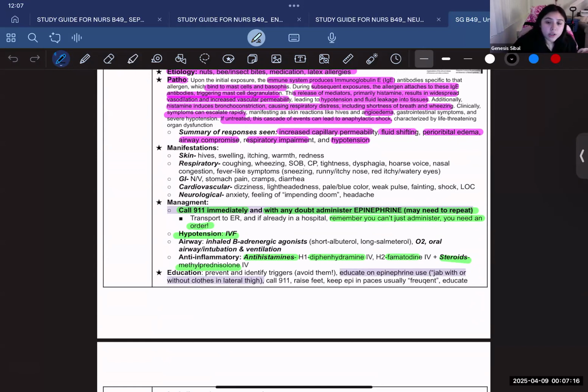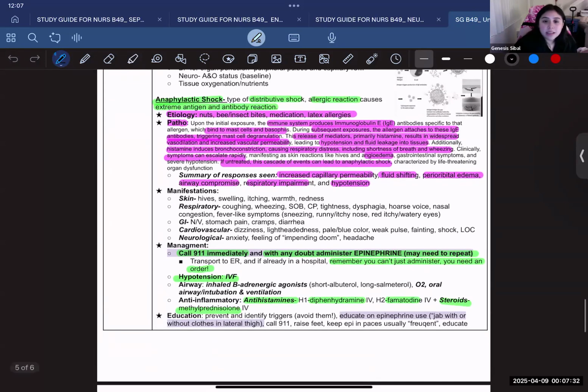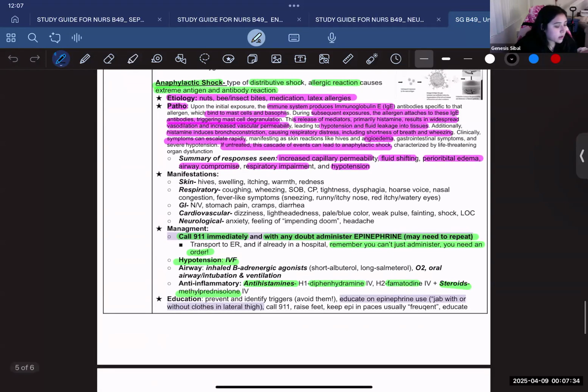And then additionally, because of the histamine release and all of those increased things and side effects that we're seeing, like periorbital edema, airway compromise, respiratory impairment, and hypotension. And remember, at least periorbital edema is specific to anaphylactic shock, what we're talking about here. So you can look at all the manifestations. I feel like it's every single thing you kind of know about allergic reactions, so I feel like that makes sense.